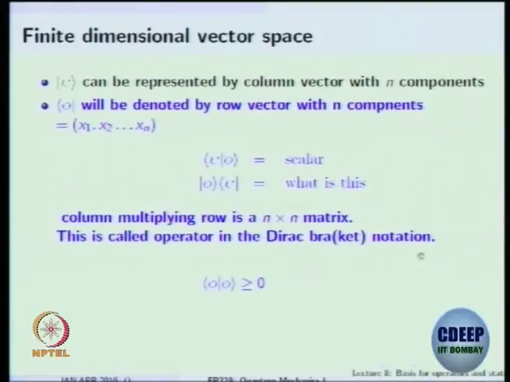In fact, we call this outer product an operator in the Dirac bracket notation. By the way, you remember that the inner product of the same state is called the norm, and if you try to write it in this notation, you want the norm to be always greater than or equal to 0. When will it be 0? When phi is a null vector. Okay. Otherwise, this is going to be in general positive.